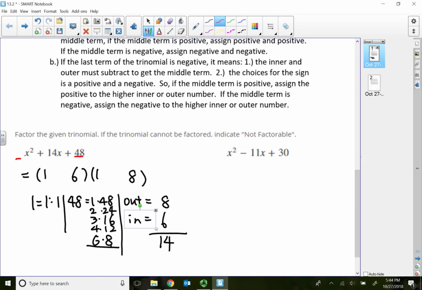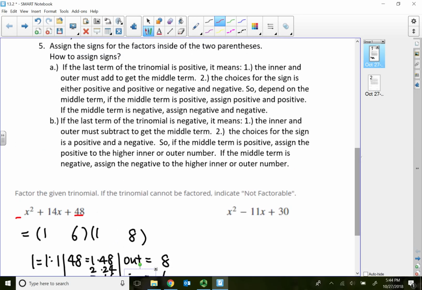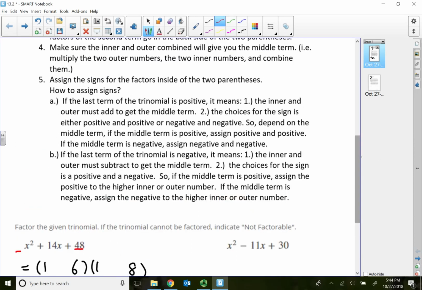So that's the reason why I simply just say the word combine. When I combine them, I can get 14 if I add. So step number 5 is the key: assign the sign for the factors inside the two parentheses. How do we assign the signs?